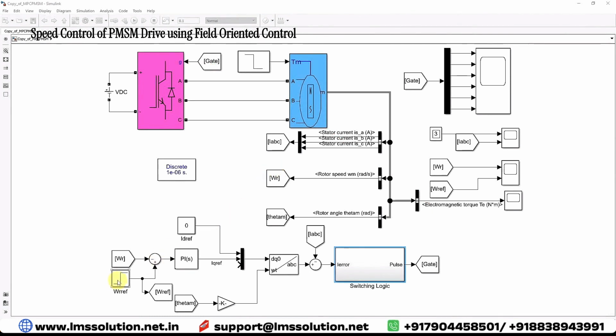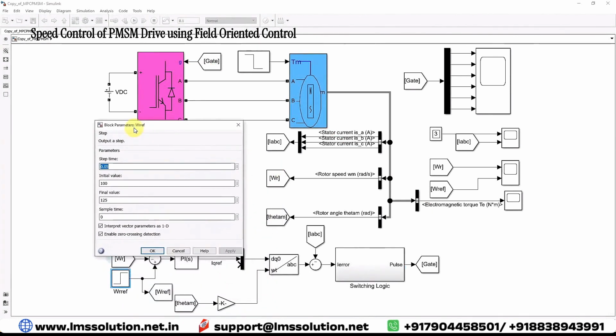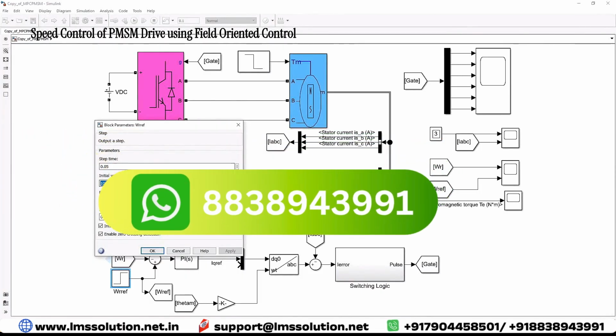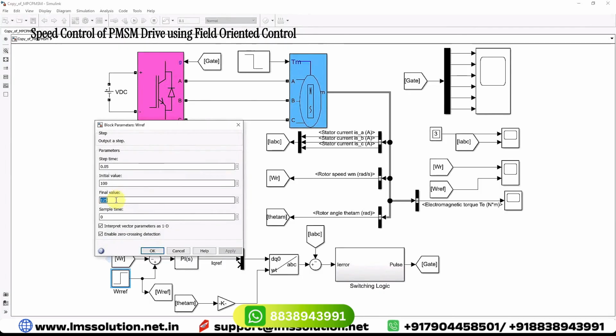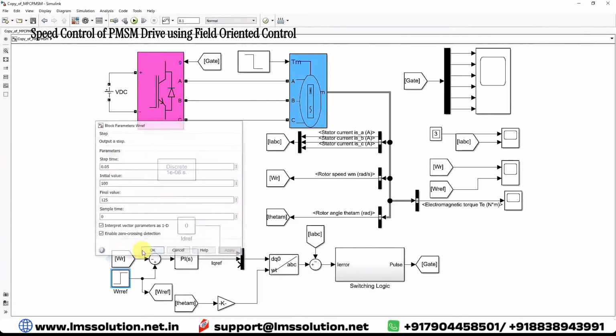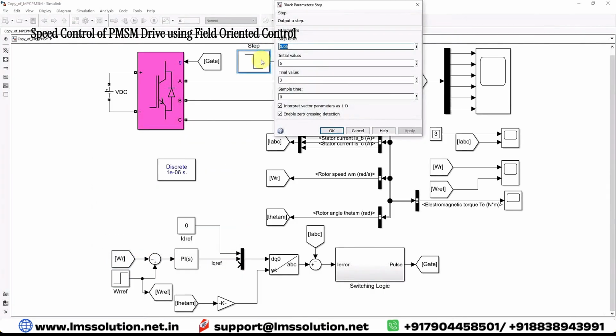Now I am going to show you the reference current and the reference speed. Initially I am going to fix the reference speed at 100 radian per second, and then it is going to be changed to 125 radian per second after a time of 0.05 seconds. Here I am also using a load of initially 6 Newton meter, and finally the load will be equal to 3 Newton meter.